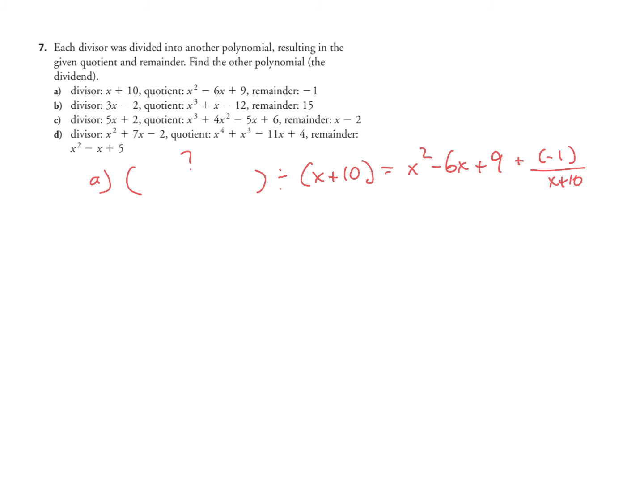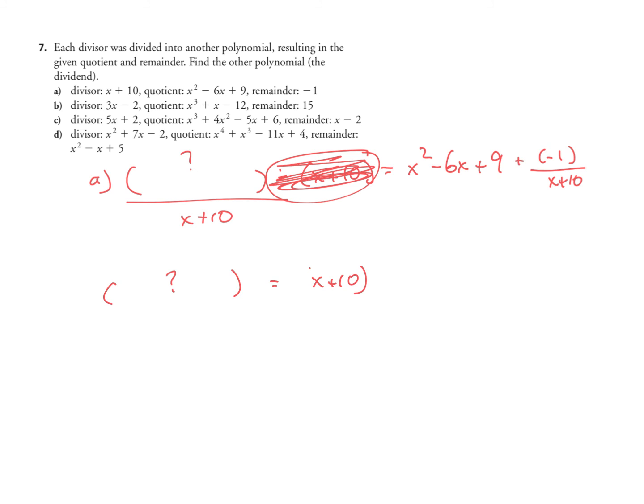Instead of putting divided by, let's just go divided by x plus 10, like that. That looks nicer. To find this, just multiply both sides by x plus 10. So whatever this is equals x plus 10 times x squared minus 6x plus 9, and I'll put minus 1 over x plus 10. There we go. So let's multiply this out.